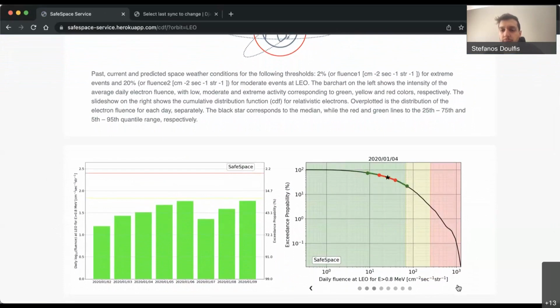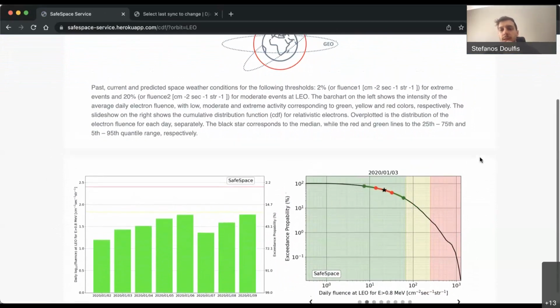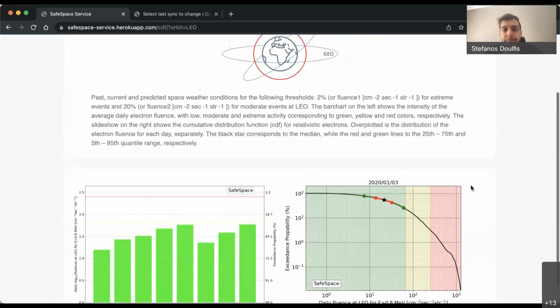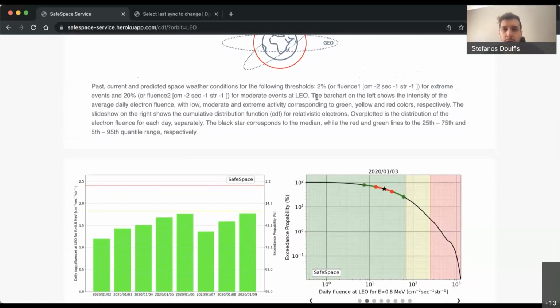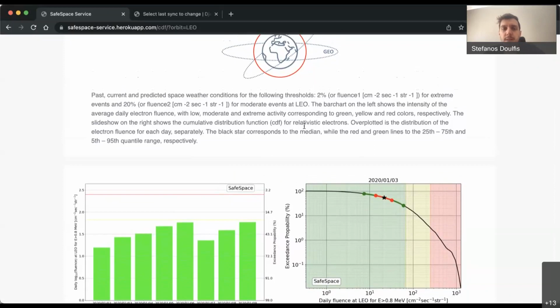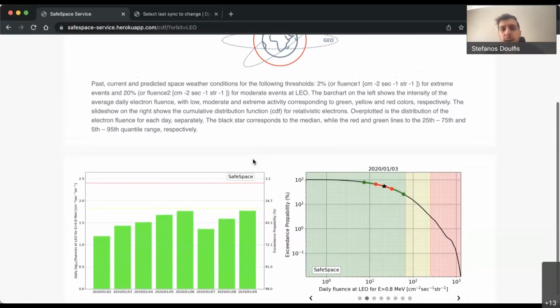There's a CDF corresponding to each day on the left chart. You can see here for its date. Here on the top, there are the thresholds being used. For now, we're using the default thresholds for 2% and 20%, as said earlier.